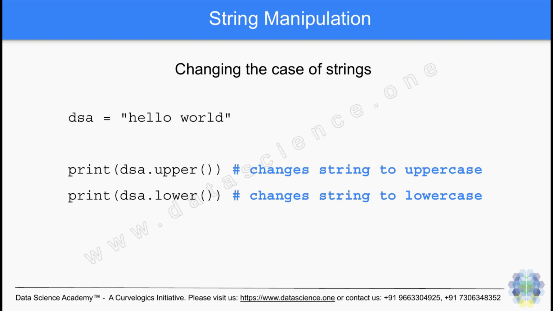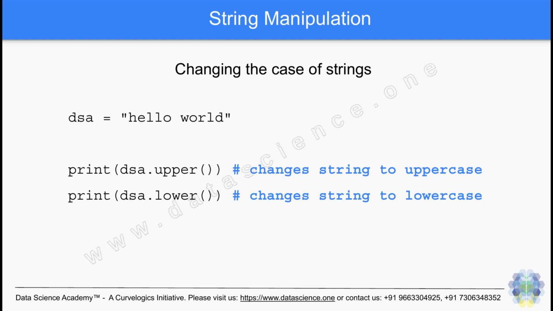Let us learn another way of manipulating strings. Here, we will change the case of strings. As an example, let us assign the string, hello world, to the variable, DSA. With the function, upper, the entire string is changed to uppercase, that is, to all capital letters. The function, lower, changes the entire string to lowercase.